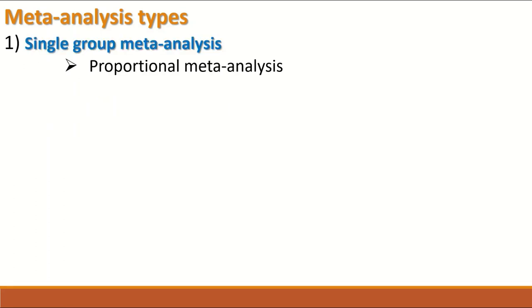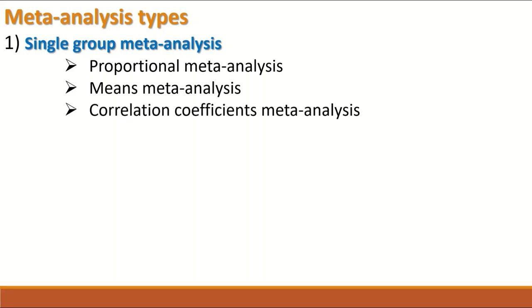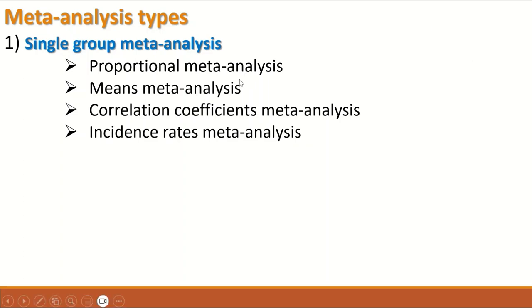For single group meta-analysis, a proportional meta-analysis can be performed, or a means meta-analysis, or correlation coefficient meta-analysis, or incidence rates meta-analysis. All this depends on the research outcome and the estimated effect size. In the first analysis, it is a proportion or a percentage. In the second one, the effect size is the means. In the third one it is the correlation coefficient. And in the fourth one it is the rate.